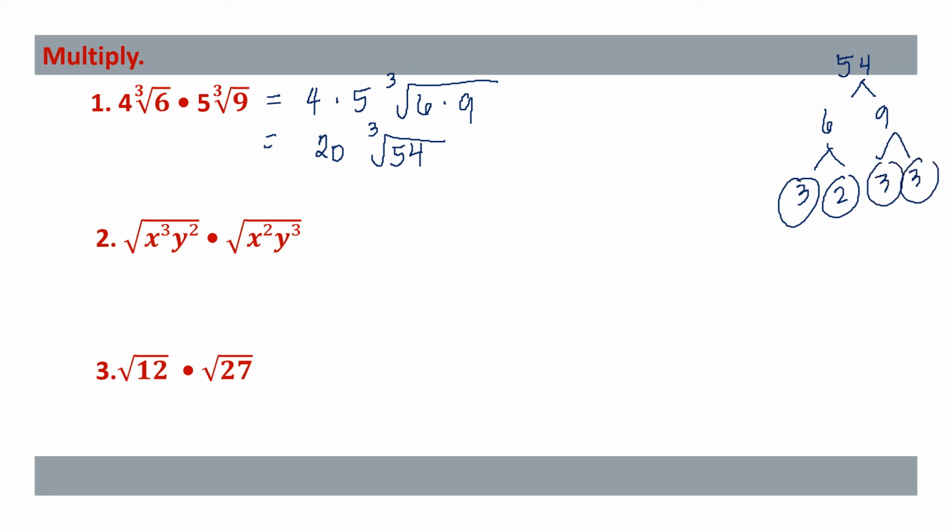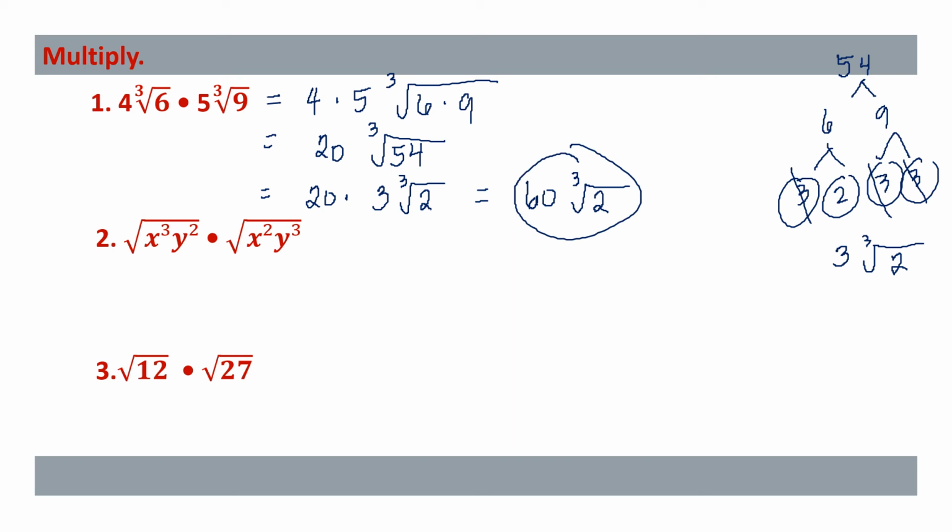So we will look for 3 similar prime factors. We will write it once and then 2 will be left inside the radical sign. Therefore, the cube root of 54 is 3 cube root of 2. Now we have 20 times 3 cube root of 2. 20 times 3 is 60. And then we have cube root of 2. Therefore, the product is 60 cube root of 2. Let's have another example.